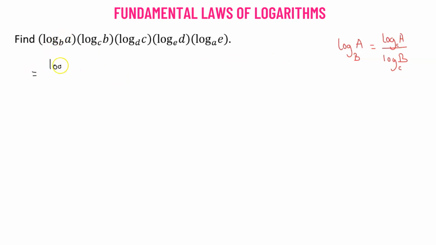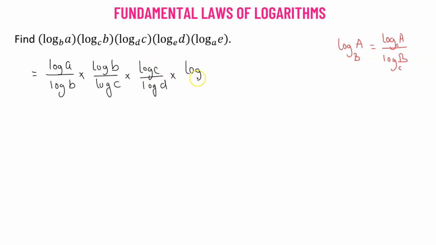such that our expression can now be written as: log of a with a base of b will become log a over log b. Let's multiply it by log of b with a base of c. So that means we have log b divided by log c. Multiply by log of c with a base of d. So that's log c divided by log d. Times log of d with a base of e will become log d over log e. Times log of e with a base of a. So that becomes log of e divided by log of a.